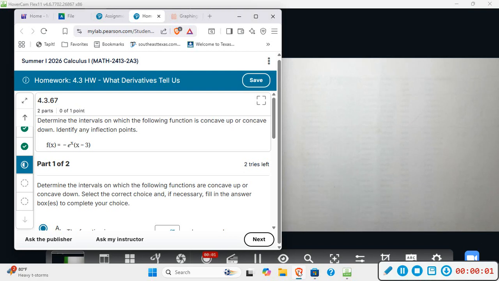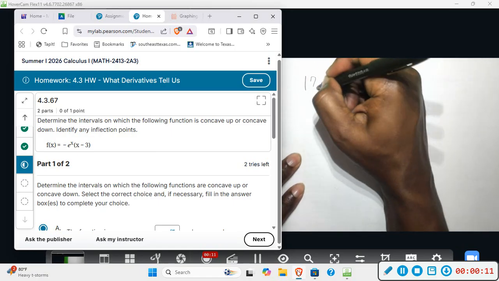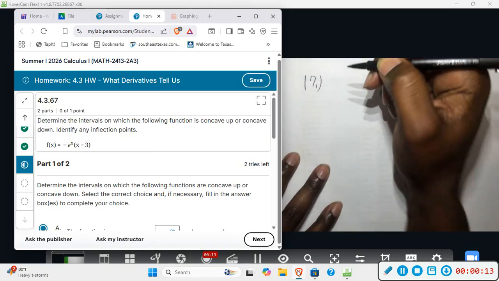All right, question number 17. We want to determine the intervals on which the following function is concave up or concave down. And so in order to do that, we need to find the second derivative.